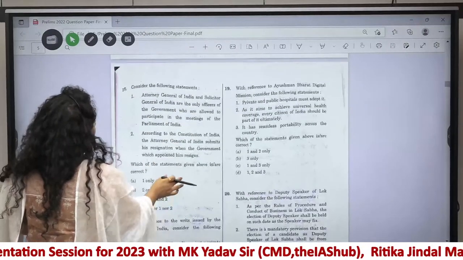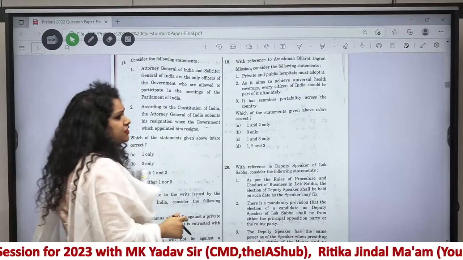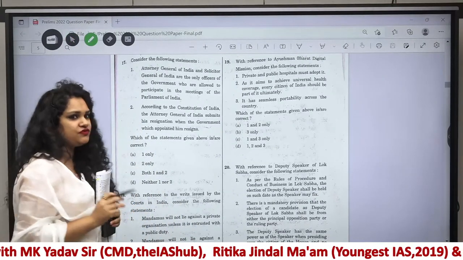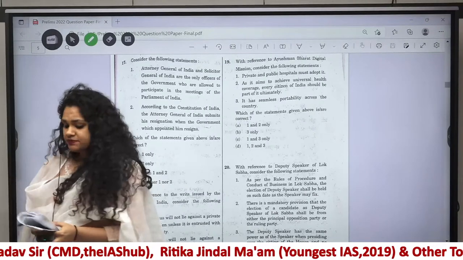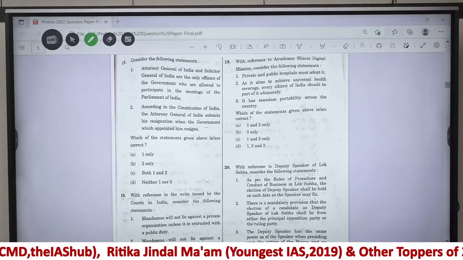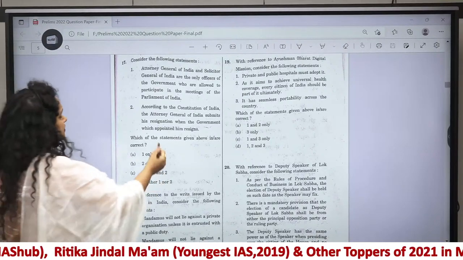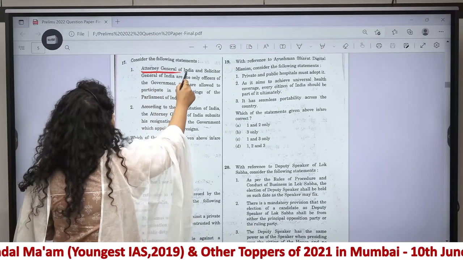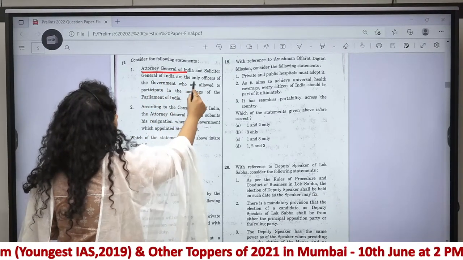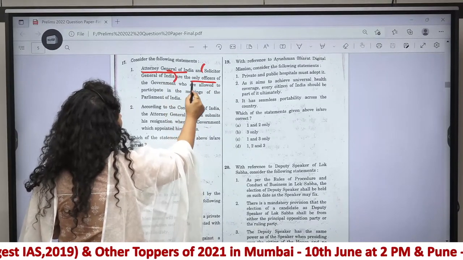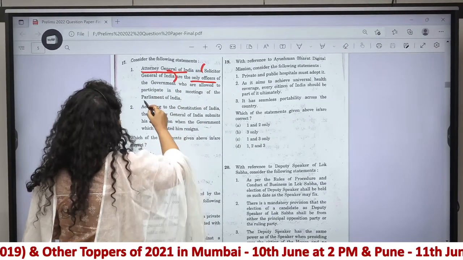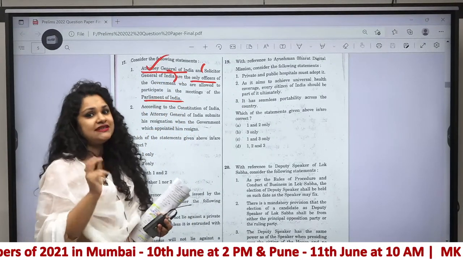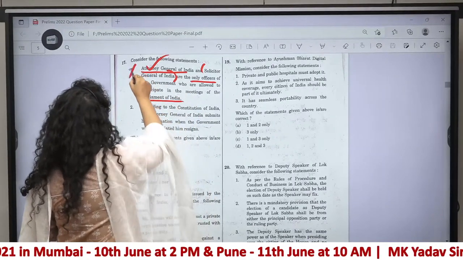All right. Again, a personal favorite of UPSC. So here we have Attorney General of India. So we all know that there's an article categorically mentioned for Attorney General, and which is Article 76. The Attorney General, of course, is the senior most legal member, and so we know that the Attorney General and Solicitor General are the only officers of the government who are allowed to participate in the meeting of Parliament. We know that Attorney General is, but Solicitor General is not, right? So this statement becomes wrong.